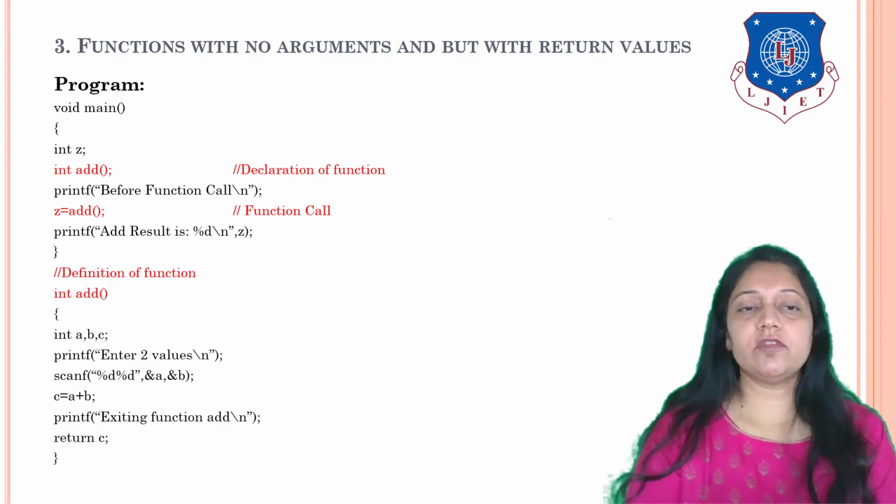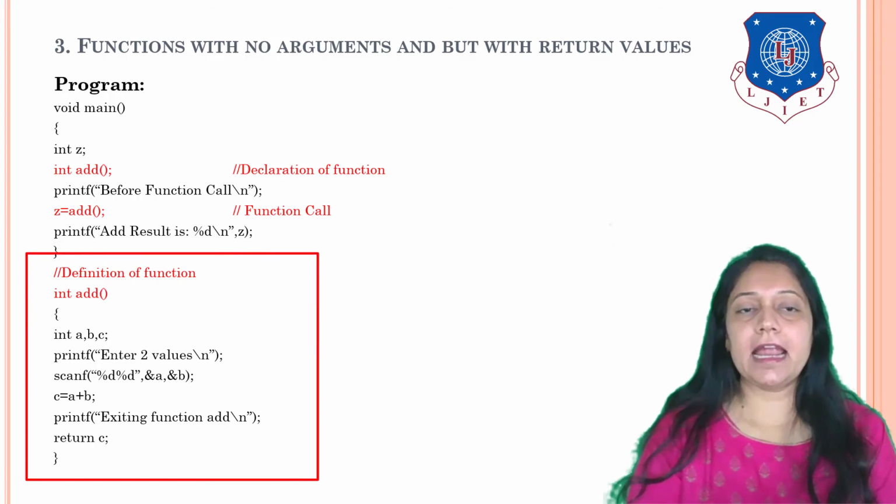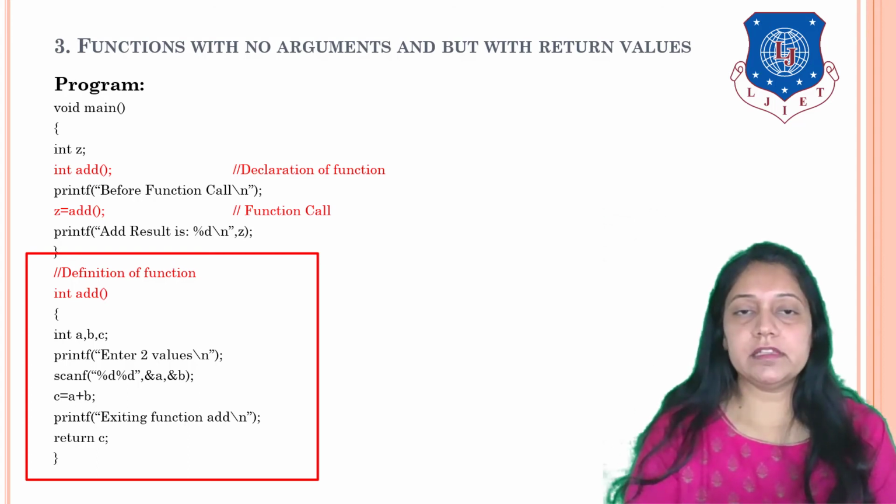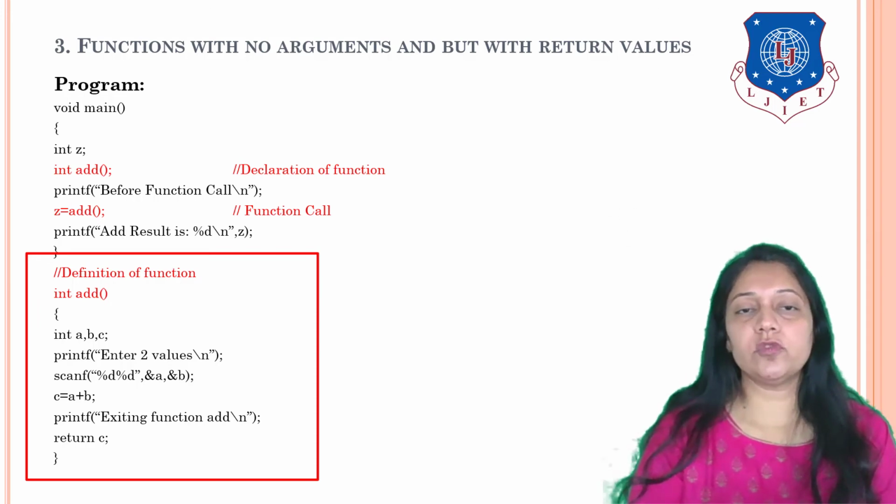What would be the definition of the function? int add, the signature of the function, and the braces. Within the braces, you will write down the logic of the program. I'm not getting any values a and b as arguments here. The arguments are empty. So what I'll do is declare two variables a, b, and c for storing the result. Get some values inside a and b. Perform the addition using the equation c is equal to a plus b.